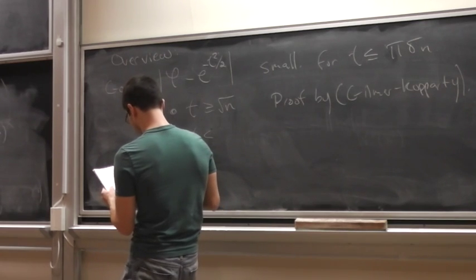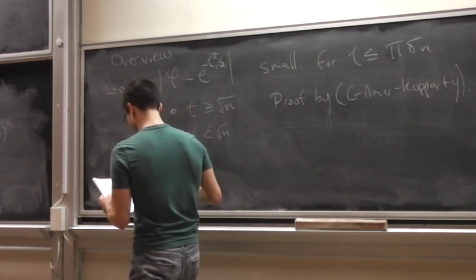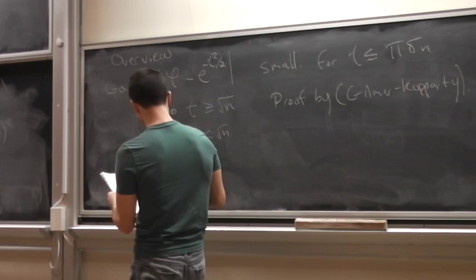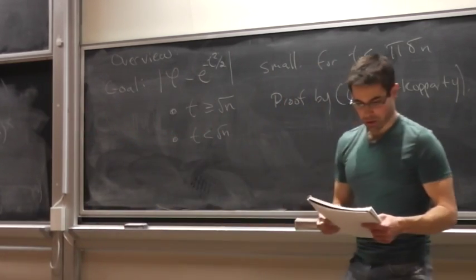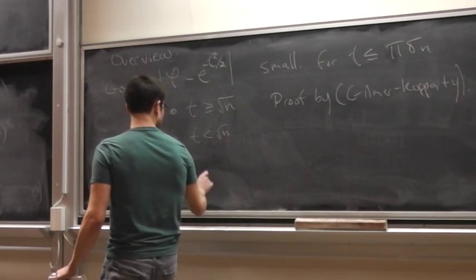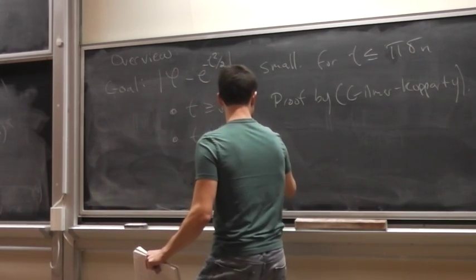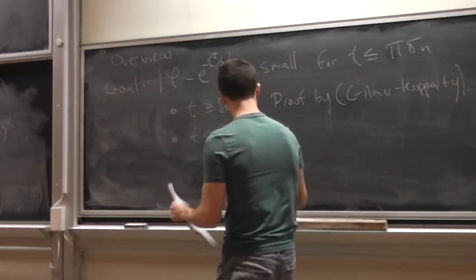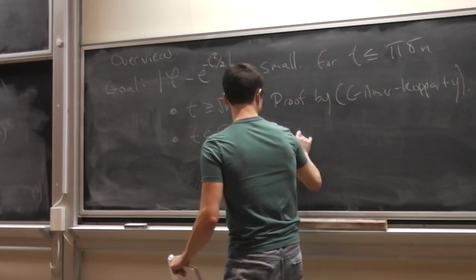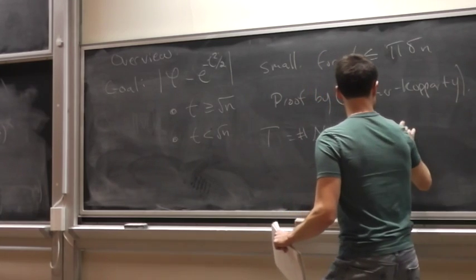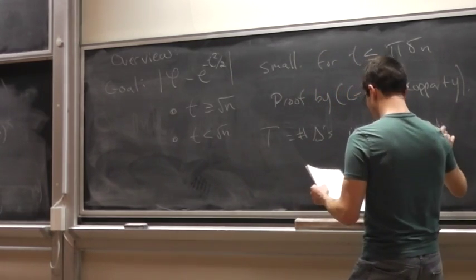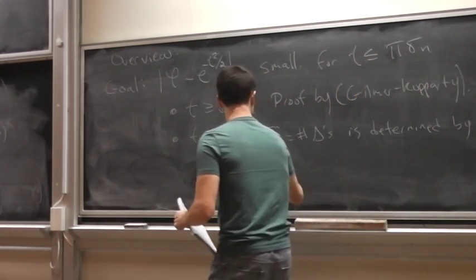And then you have t less than root n, and so here you do something else entirely. You take a look at your random variable, and what you're going to show is that when you're in this regime, you can say something like the following. T, the number of triangles, is determined almost entirely by the number of edges in the graph.